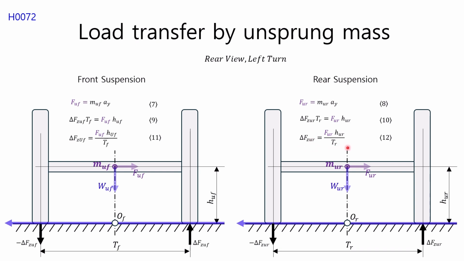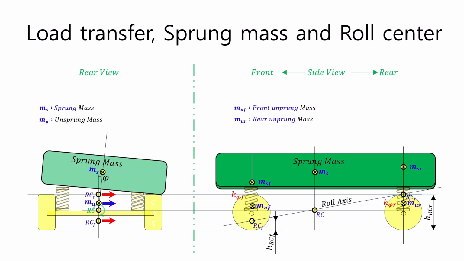Let's continue to learn about the load transfer of the sprung mass. Before we derive the mathematical expression for the load transfer distribution, let me explain in more detail the overall concept of how the lateral load transfer due to the sprung mass is calculated. The figure here is shown to explain the relationship between the lateral load transfer due to the sprung mass and the unsprung mass and the roll center.